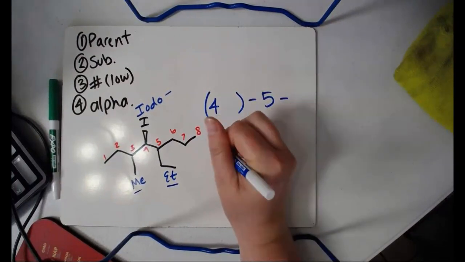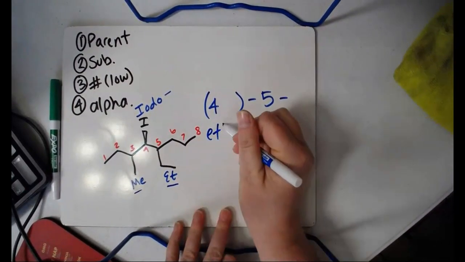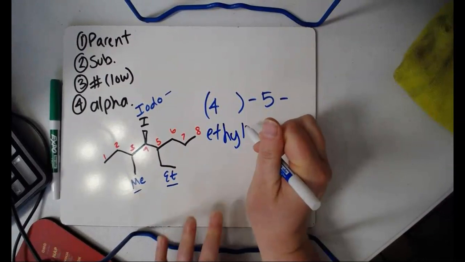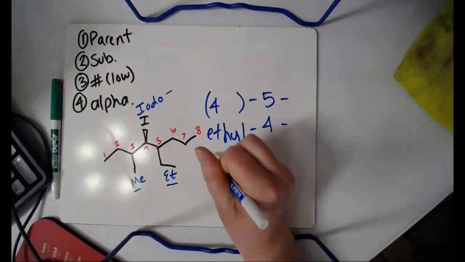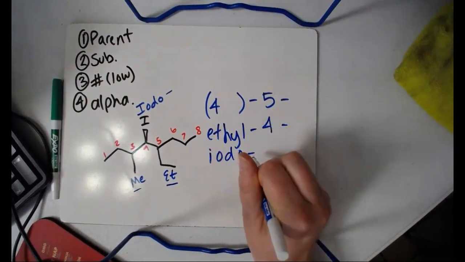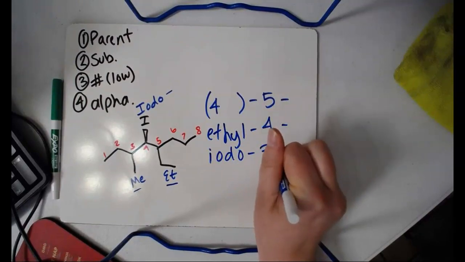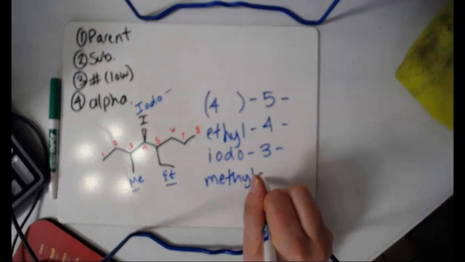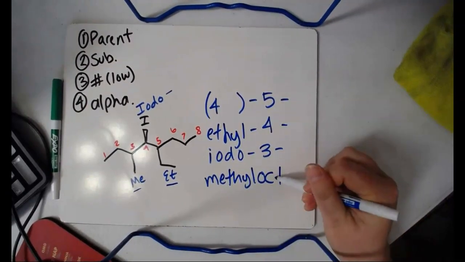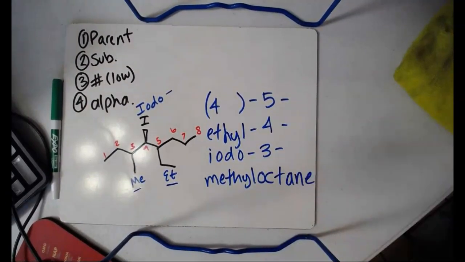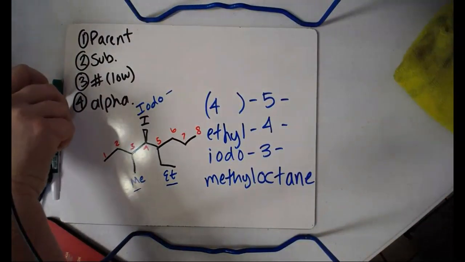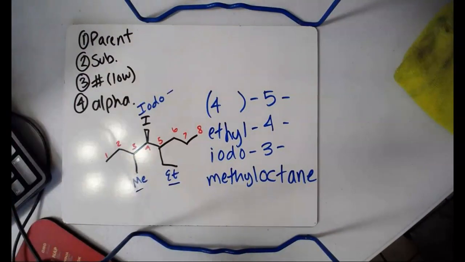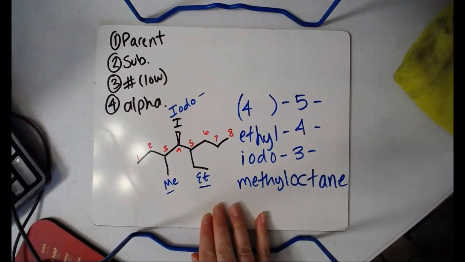I'm going to say 5-ethyl-4-iodo-3-methyloctane. And then that last piece of information is we need to know if that chiral center is R or S.